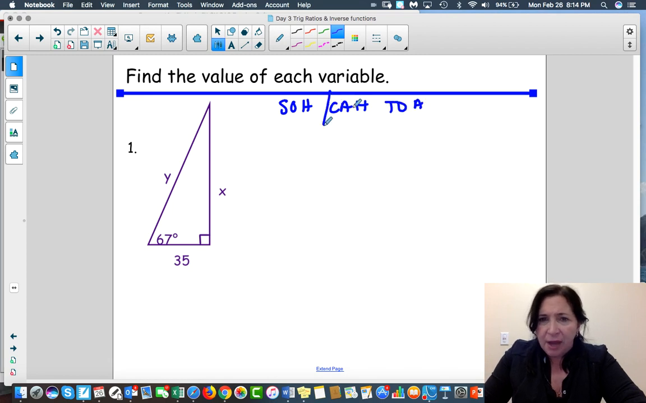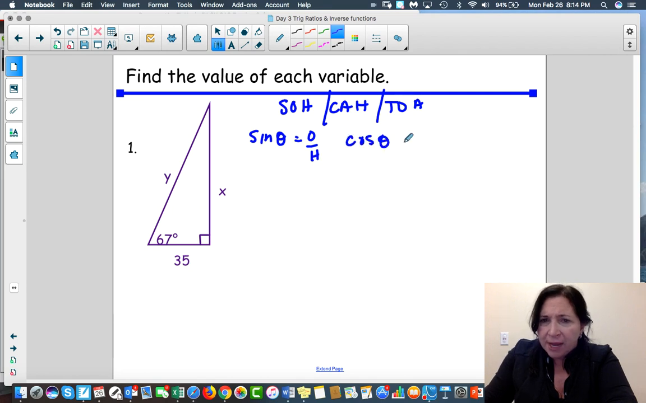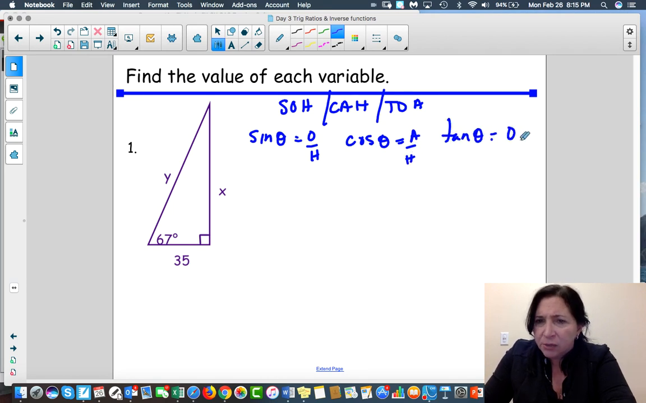SOHCAHTOA. Sine, cosine, tangent. Sine is opposite over hypotenuse. So if I were to write this out, sine of an angle is equal to opposite over hypotenuse. Cosine of an angle is equal to AH, which is adjacent over hypotenuse. And tangent of an angle is equal to the opposite side over the adjacent side.